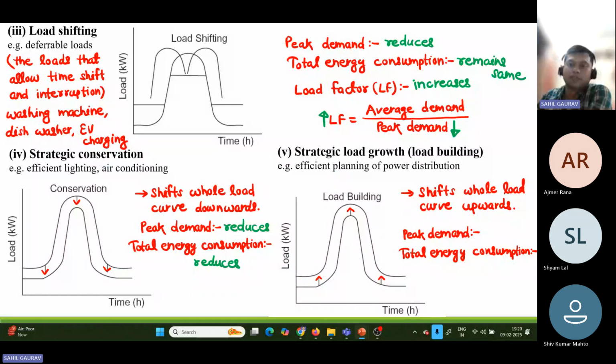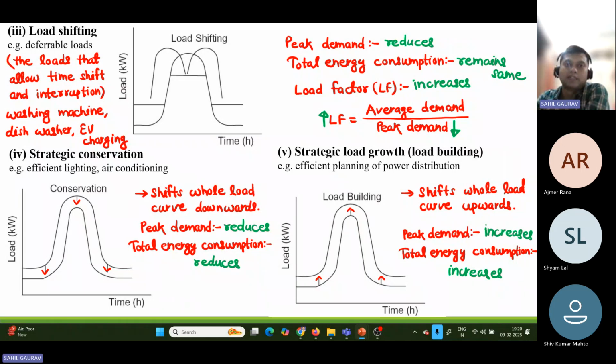And by this load building strategy, what are the impacts on peak demand and total energy consumption? Both will increase. The peak demand increases and total energy consumption will also increase.